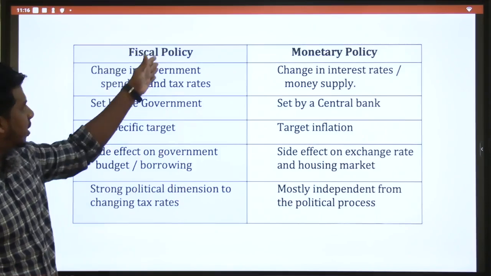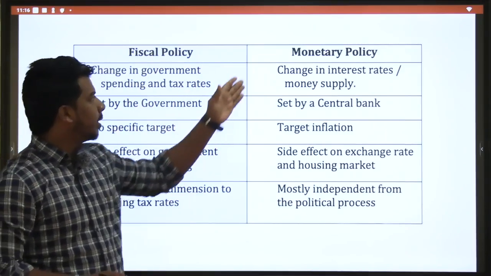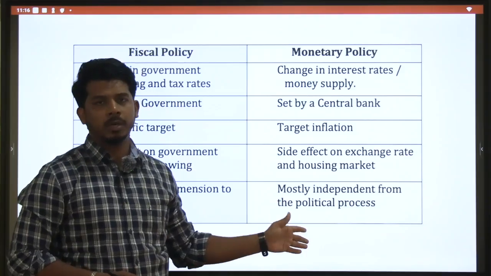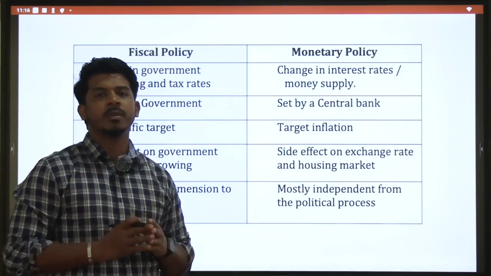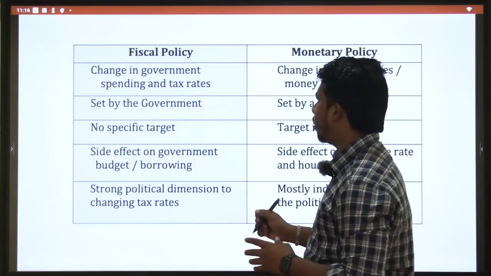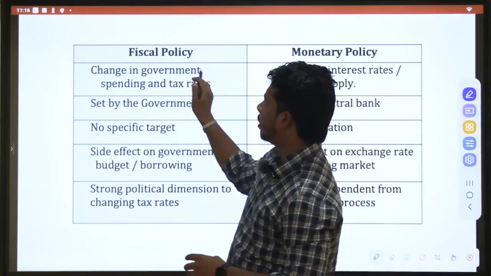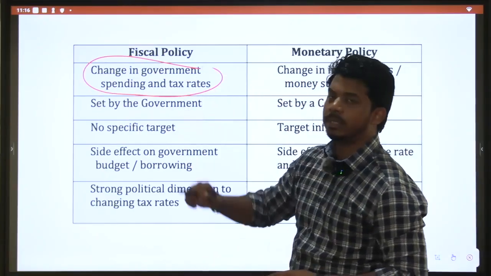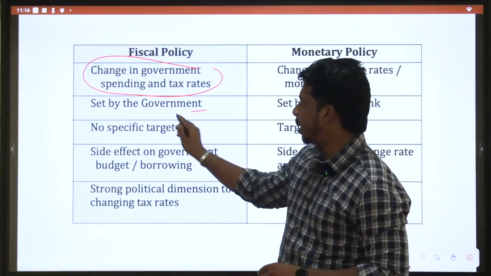Then previous class is about fiscal policy and previous chapter is about fiscal policy. This chapter is about monetary policy. Fiscal policy management and monetary policy management, so you need to understand the difference. Fiscal policy, we know, is about the management of revenues and expenditures of the government. Okay, it is done by the government.